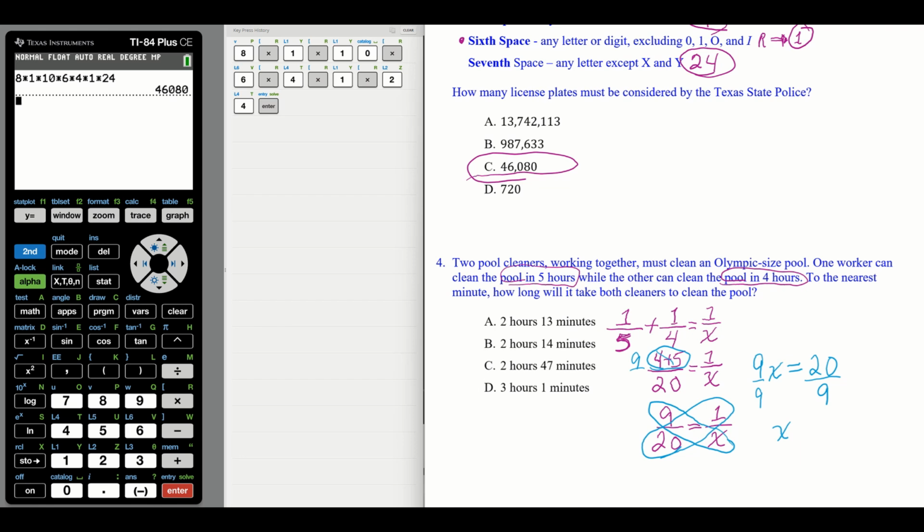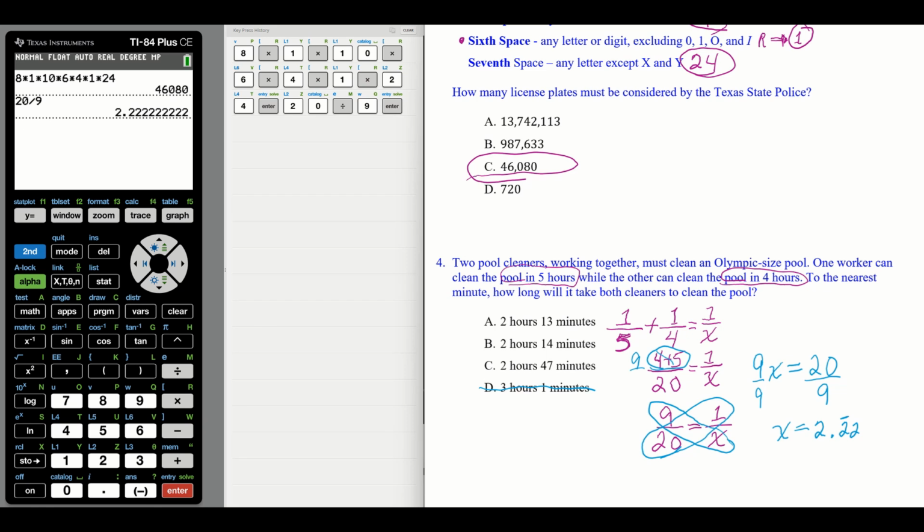Okay. And that's x equals, let's take 20, divide by 9. And that is 2.2222 hours. All right, I'm just going to put a repeating bar over that, okay? All right, so that gets rid of D.